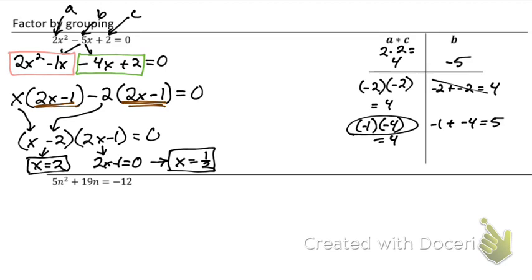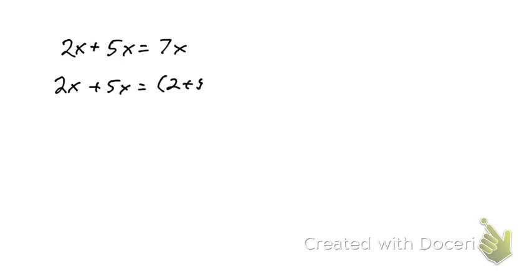Now, the reason why we can smoosh these guys together is because if you have 2x plus 3x, you can rewrite it as 5x. But think about what's happening there. So like I said, if you have 2x plus, let's say, 5x, we can say that's 7x. And another way we could write that is 2x plus 5x equals (2 plus 5)x.